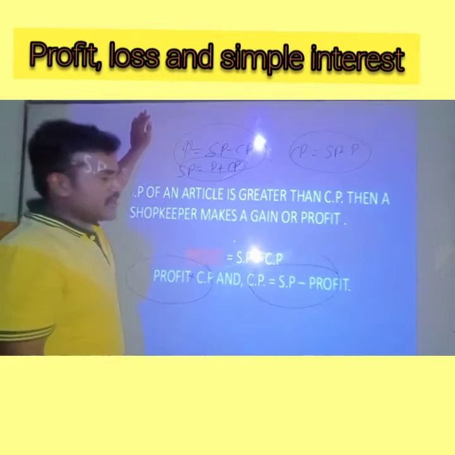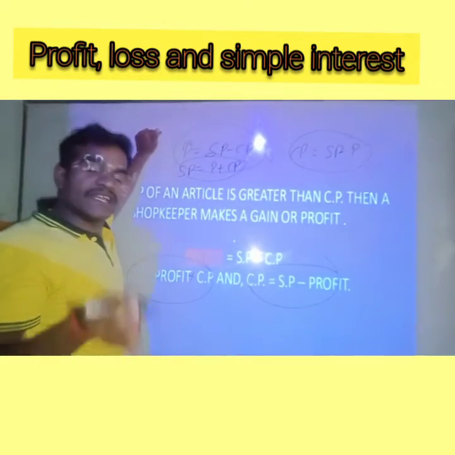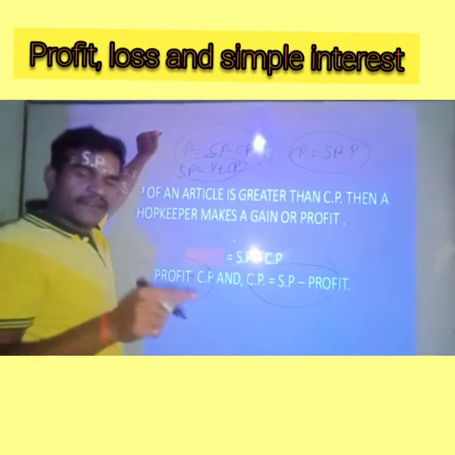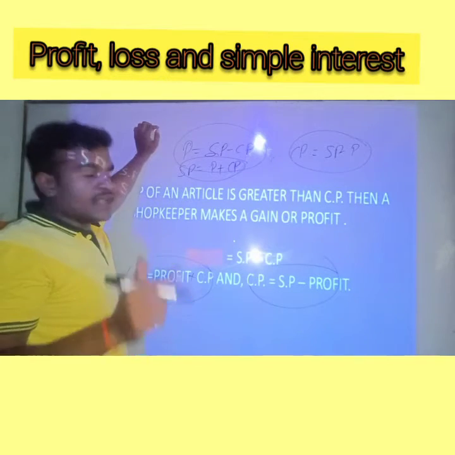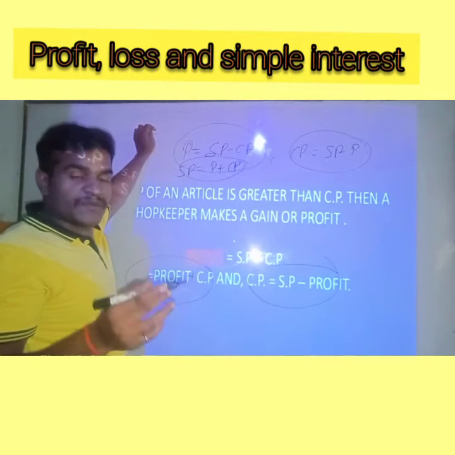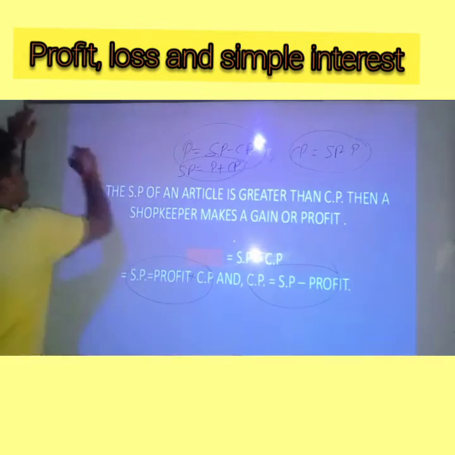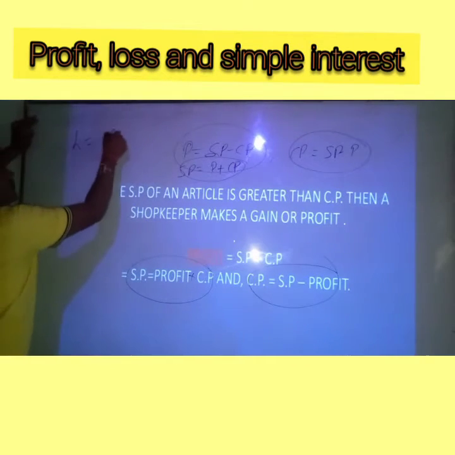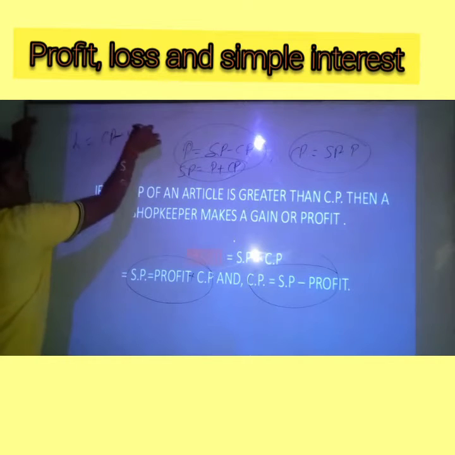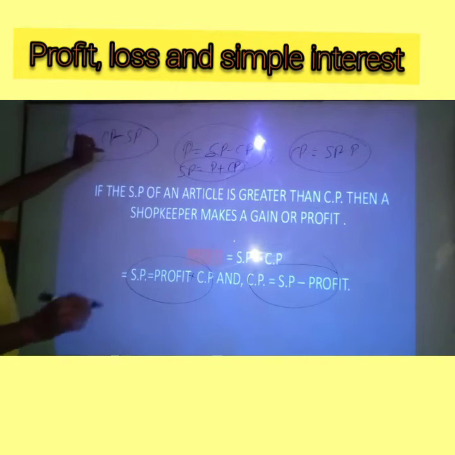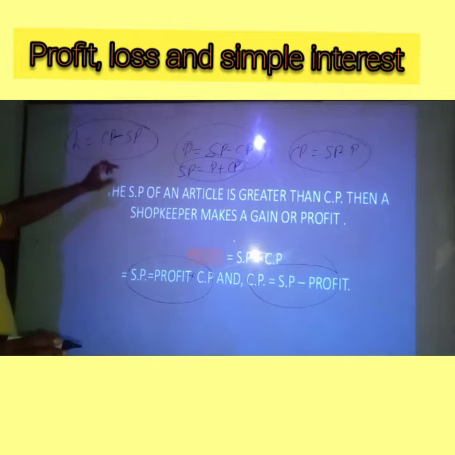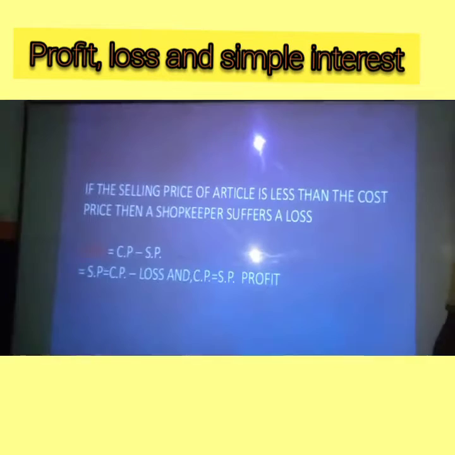When SP is greater than CP, there is profit, and when SP is less than CP, meaning CP is greater than SP, then there is loss. So children, loss is equal to CP minus SP. Loss is equal to CP minus SP. This is also a formula to find out the loss on an article.